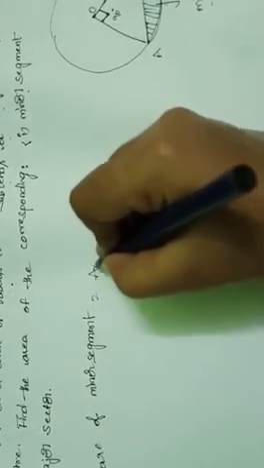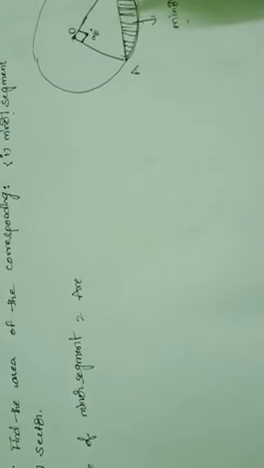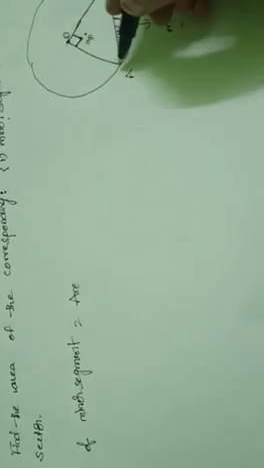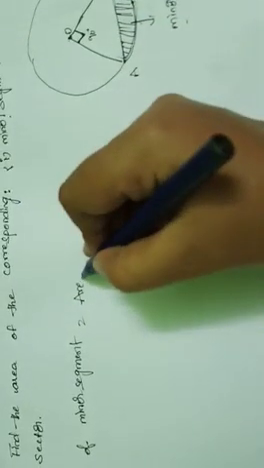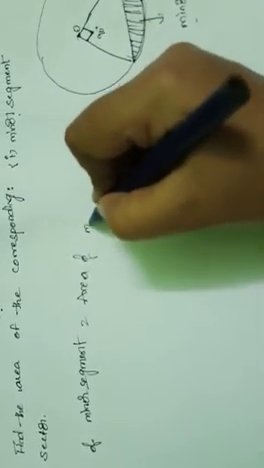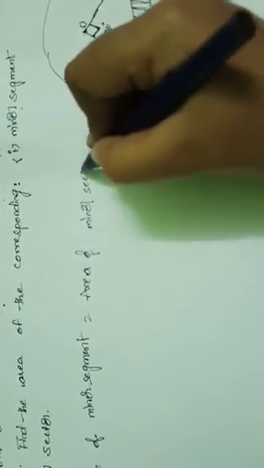Area of minor segment equal to area of minor sector. This is the minor sector. Suppose this point is P, OAPB is the minor sector of the circle. Area of minor sector minus area of this triangle OAB. Here we want minor segment area.